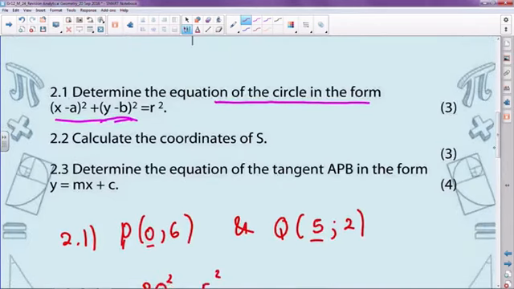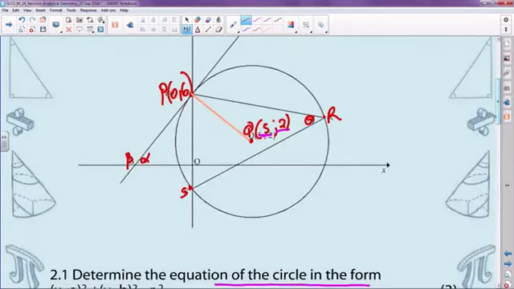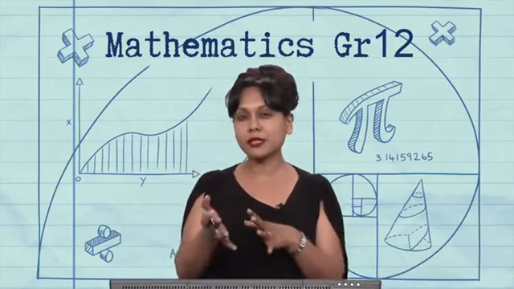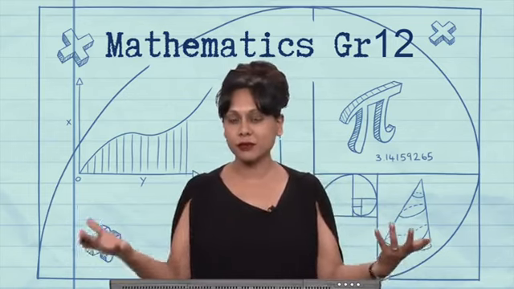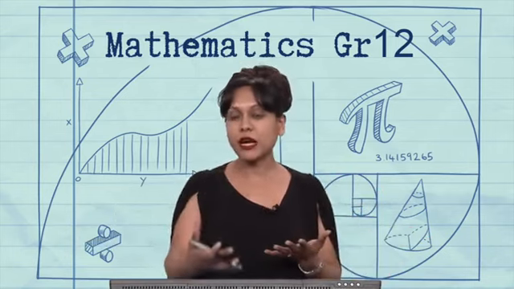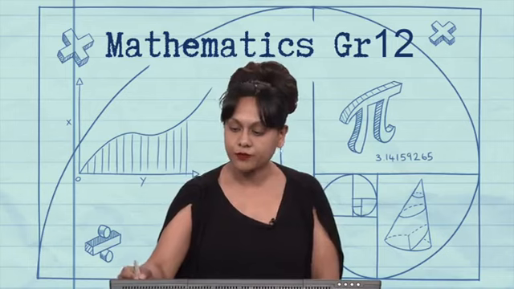Next part. Calculate the coordinates of point S. Let's have a look at where S sits. Now, S, you can see, is the other y-intercept of the circle. Now, guys, how do you find the y-intercept of any function at all? We let x equal 0. So this might be a section in analytical geometry, but it doesn't mean that we need to forget all of that other stuff that we know about functions and graphs and non-functions. In this case, it's a non-function, but to find the y-intercept for any graph, we let x equal 0.